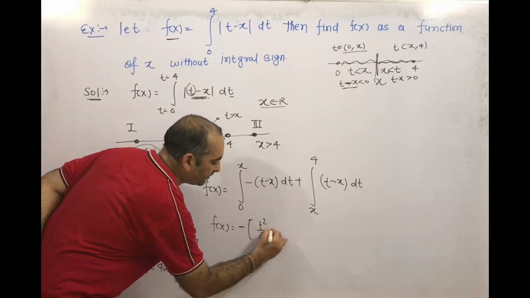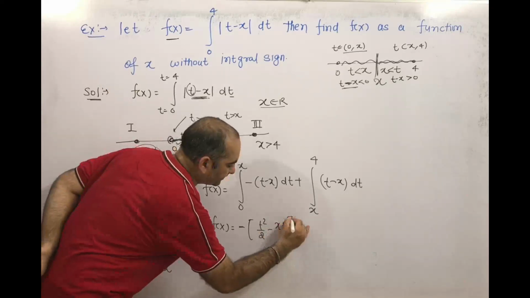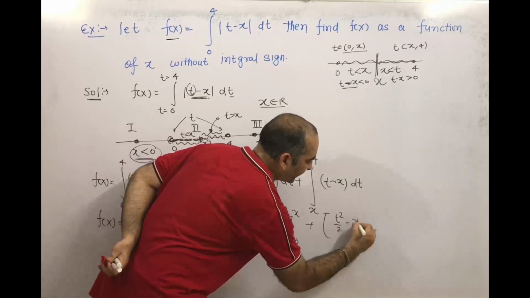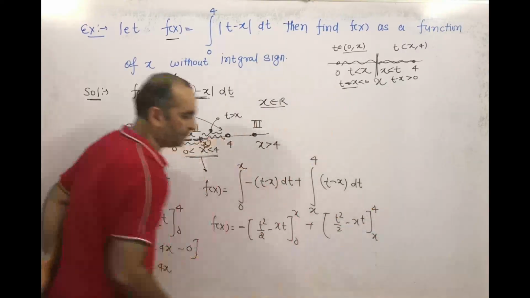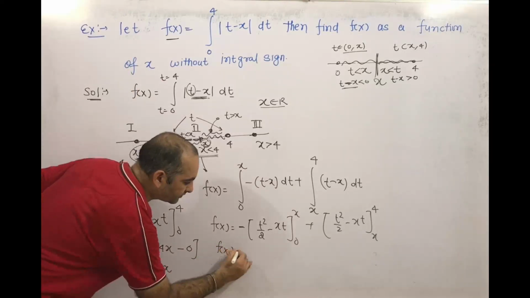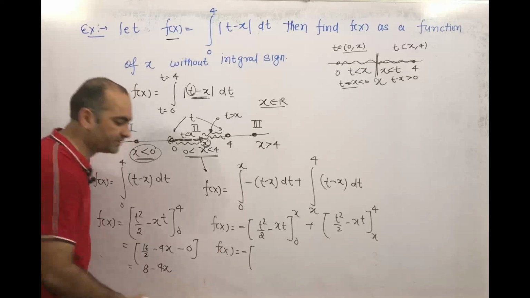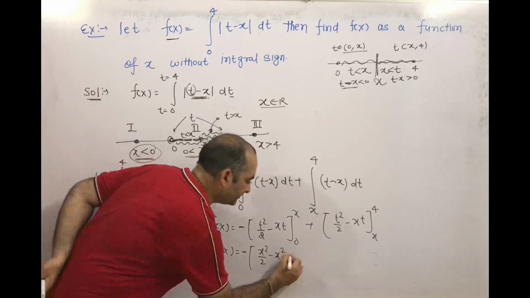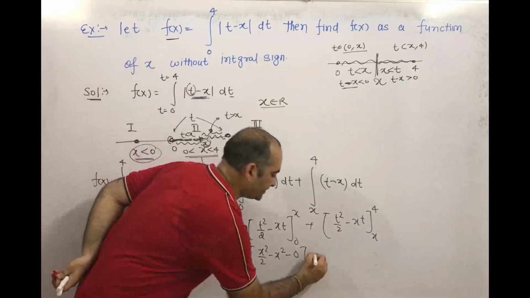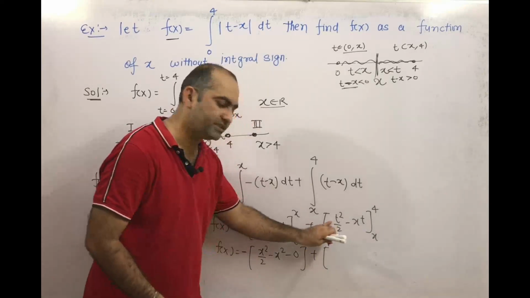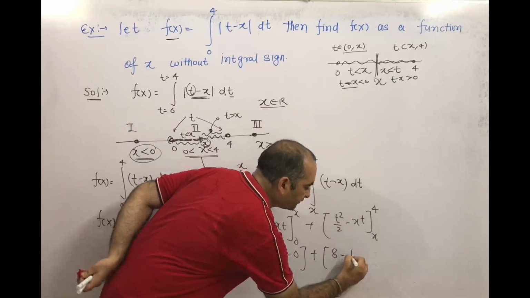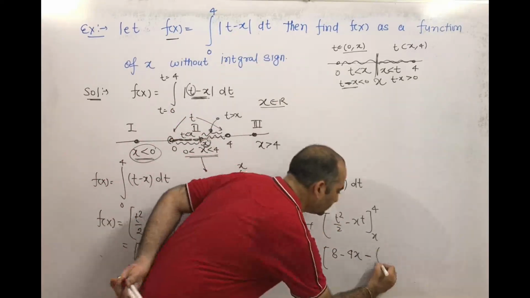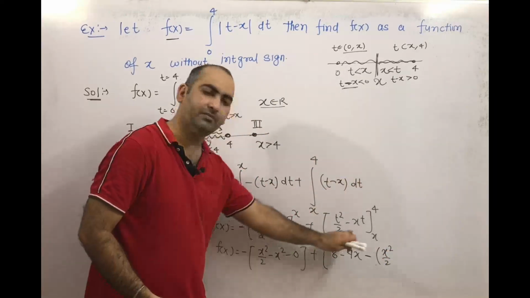T square divided by 2 minus xt, limit 0 to x, plus this one, t square by 2 minus xt, with limit x to 4. So f(x) equals minus, if I put x, so x square by 2 minus x square, and if I put 0, it will come 0 only, plus, now if I put 4, 16 by 2 is 8 minus 4x, minus, if I put x here, x square by 2 minus x square.